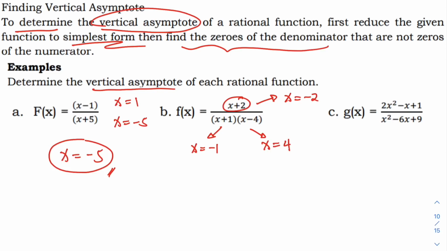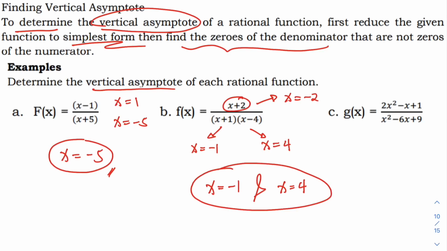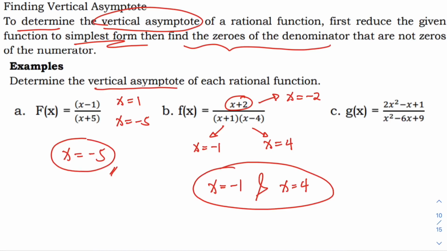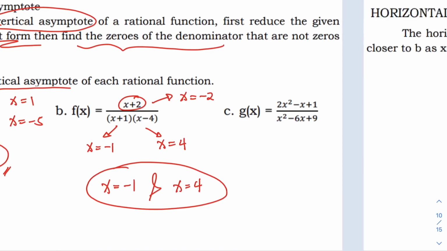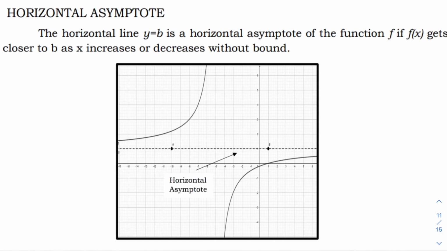Tama? So, since magkaiba yung zeros ng ating denominator doon sa ating numerator, so therefore, ang vertical asymptote natin dito is x equals negative 1 and x equals 4. So, dalawa. Okay, so naintindihan ba guys yung ating vertical asymptote? Ngayon, proceed tayo guys kay horizontal asymptote.